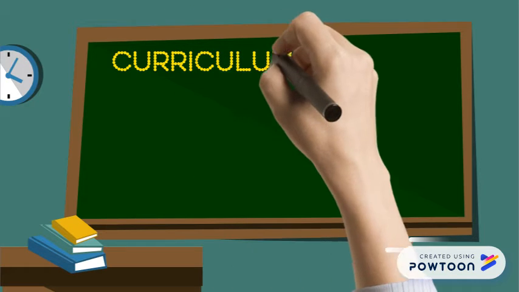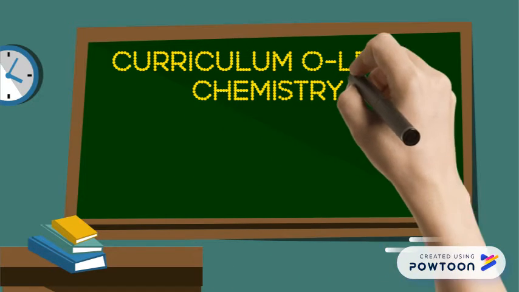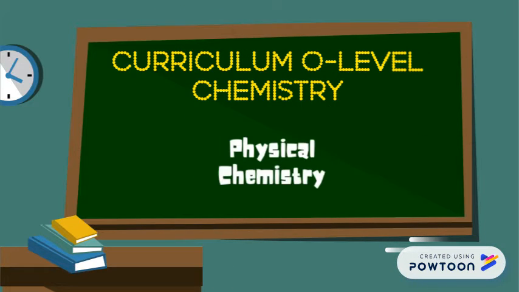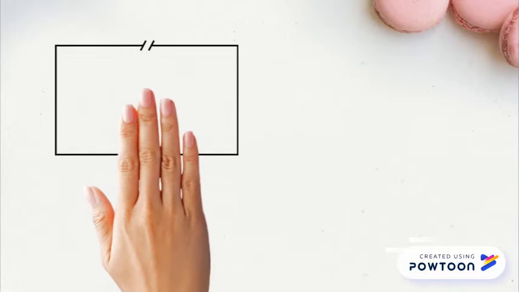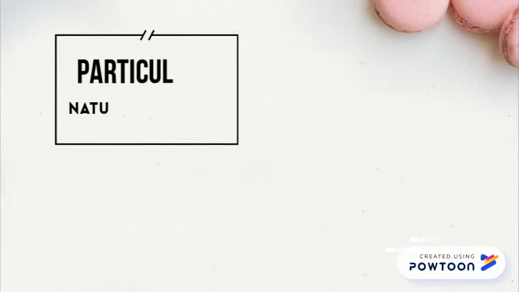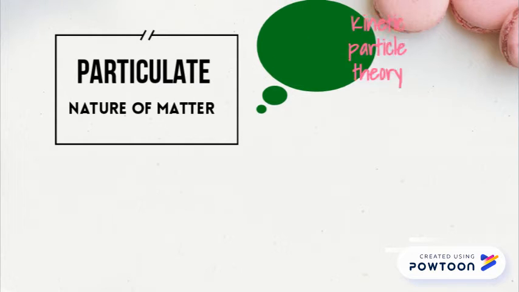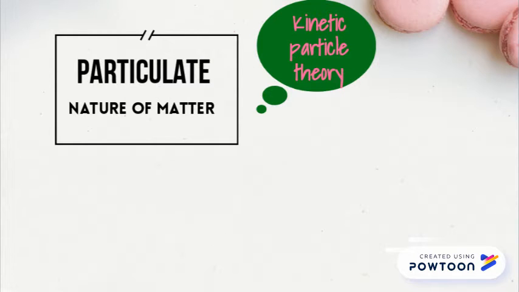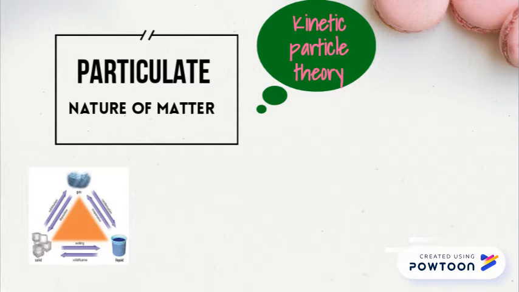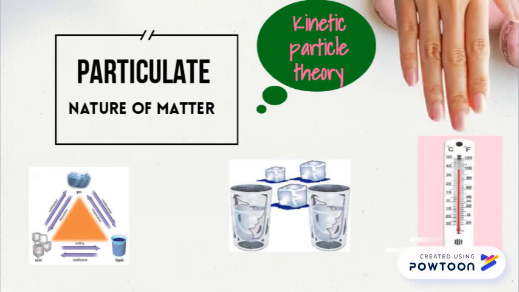The discussion will be about the Cambridge O-Level chemistry curriculum, which is for physical chemistry. In this chapter, there are 4 subtopics. For kinetic particle theory, students should be able to describe solid, liquid and gas states and explain the factors that may affect the process.